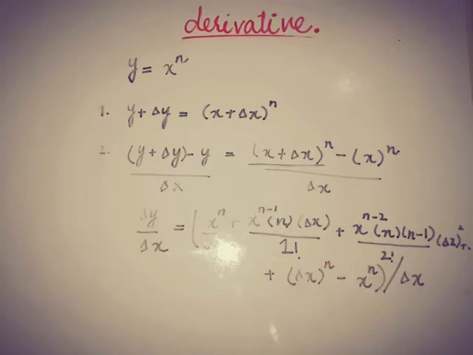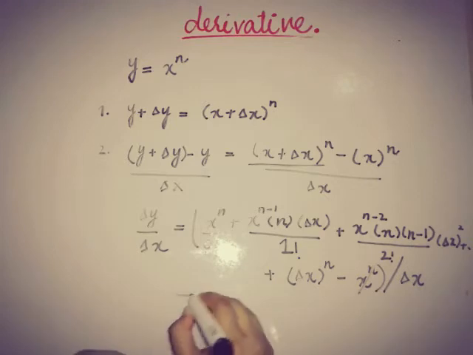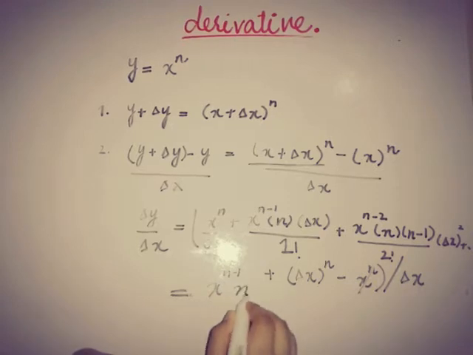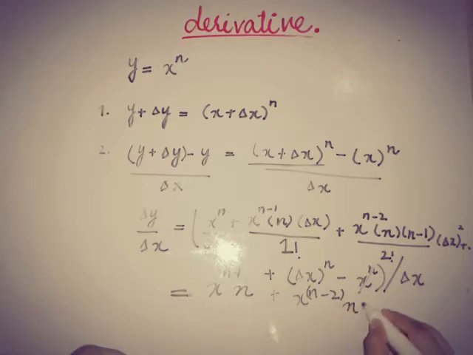Now we have to simplify this expression. Because 0 factorial is equal to 1, we don't have to worry about it. So x^n and x^n cancel out with each other, and we take delta x common from all of the remaining terms. So we can write x^(n-1) n plus x^(n-2) n (n-1) delta x plus so on, plus delta x raised to the power n minus 1.